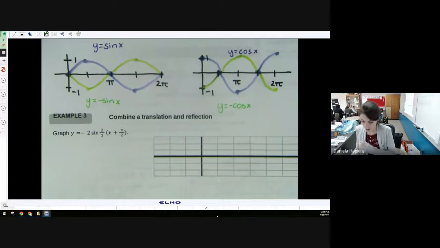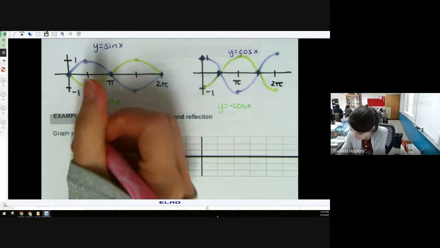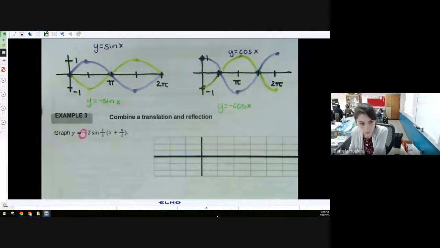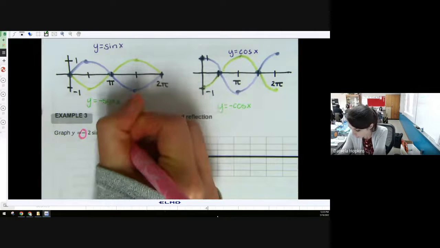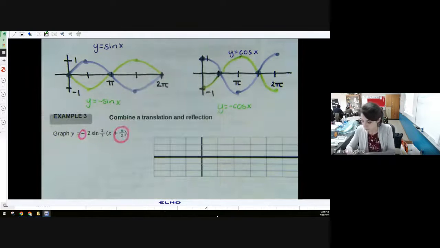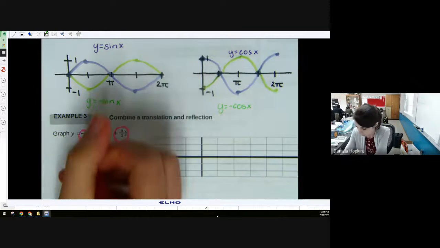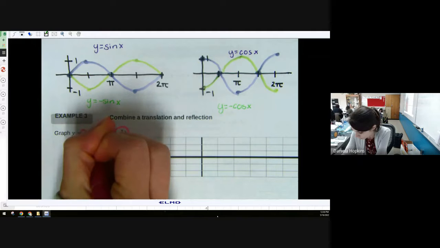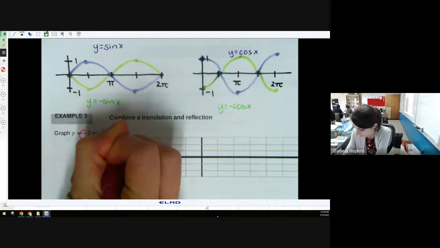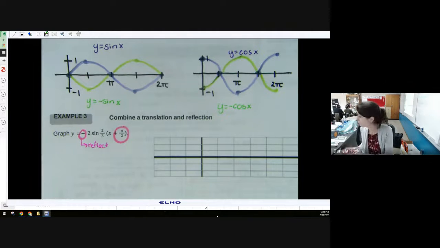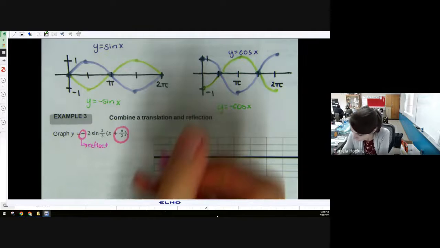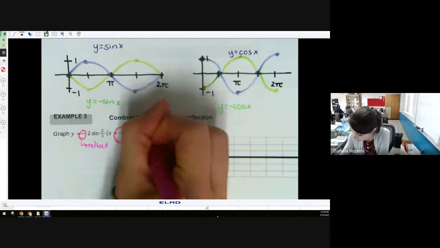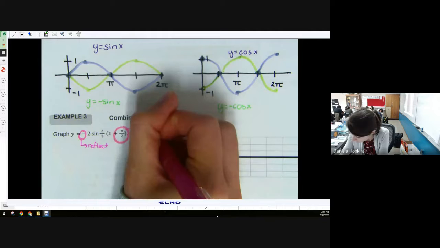Example 3 here. I'm just going to circle what transformations we have. We do have a negative here. And we have this plus pi over 2. So what is the negative going to do? Flip, reflect, whatever fancy word you want. I'm going to say reflect. And for the record, it's reflecting over the x-axis. There is a way to reflect over the y-axis, but we're not going to do that. And then what does the plus pi over 2 do? To the left, pi over 2.